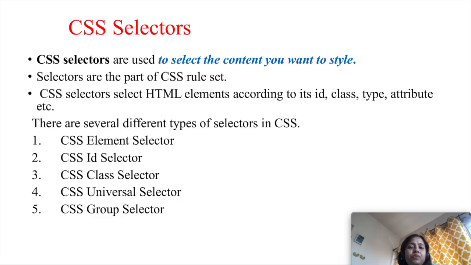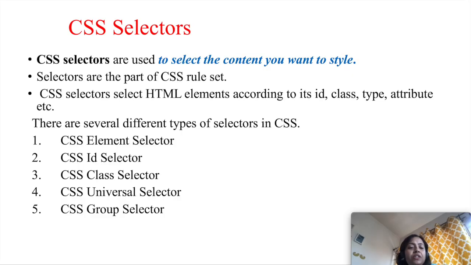CSS selectors are used to select the content you want to style. Selectors are the part of CSS rule set. CSS selectors select HTML elements according to its ID, class, type, attribute, etc. There are several different types of selectors in CSS: CSS element selector, CSS ID selector, CSS class selector, CSS universal selector, and CSS group selector. Let us look at them one by one.